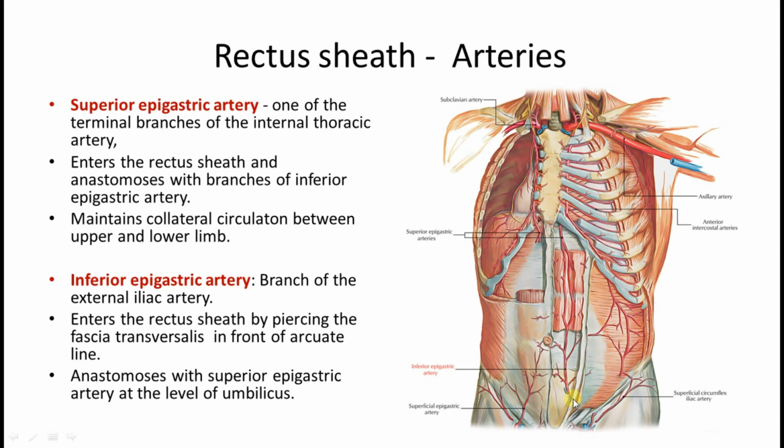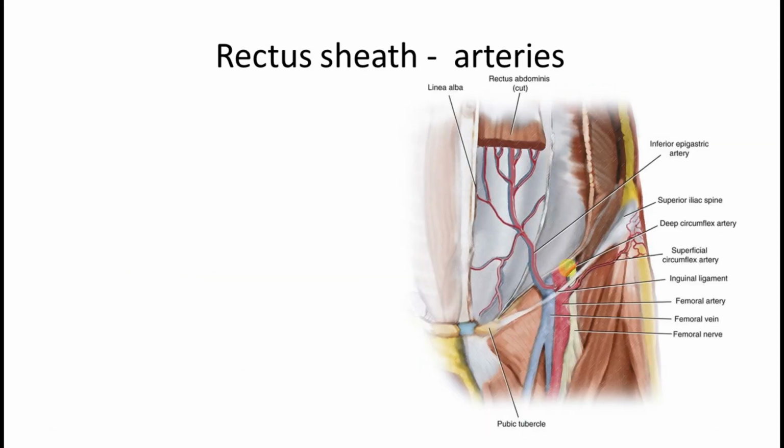So it enters by piercing the posterior wall of the rectus sheath, in front of the arcuate line. This I have already told while discussing the arcuate line. And what happens? It anastomoses with the superior epigastric artery, and this anastomosis mostly takes place at the level of the umbilicus. Inferior epigastric artery is actually a branch of the external iliac artery. Now some of the branches of the inferior epigastric artery. Here you are able to see just above the inguinal ligament, it is giving off the inferior epigastric artery.